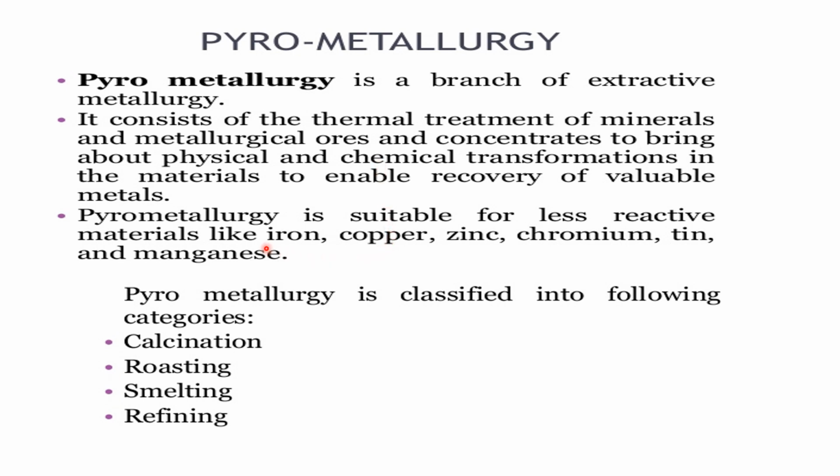Usually metals like iron, copper, zinc, chromium, tin and manganese are extracted by pyrometallurgy. And there are different processes happening in pyrometallurgy that depend upon the ore or the metal we are going to extract. They are calcination, roasting, smelting and refining. These are the important pyrometallurgical processes.